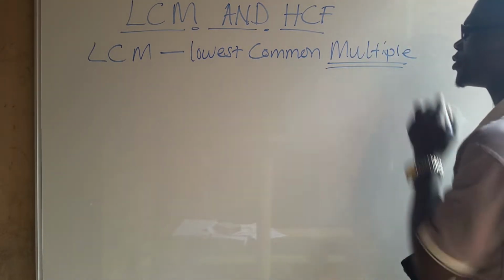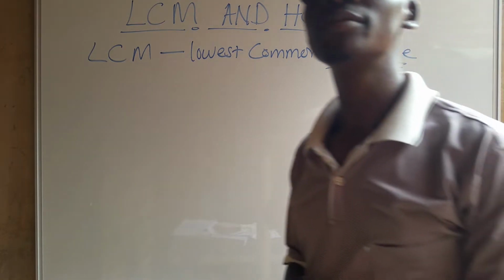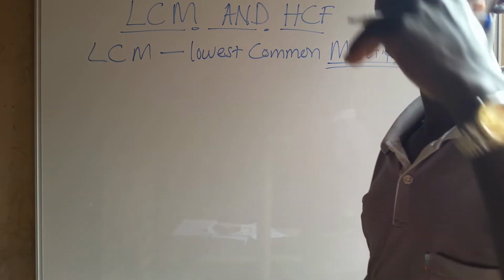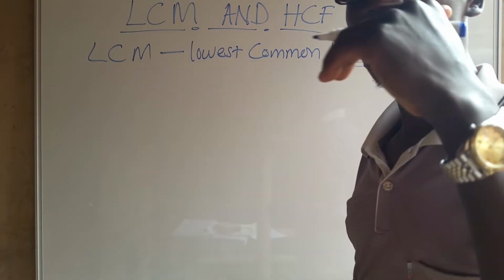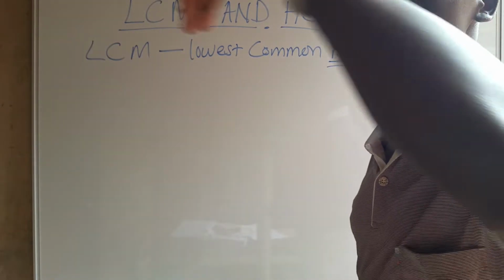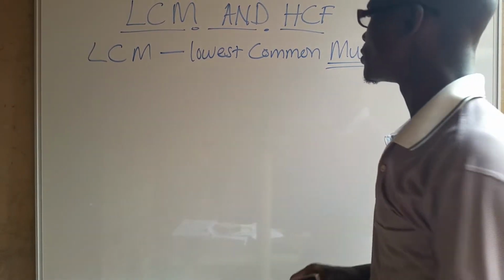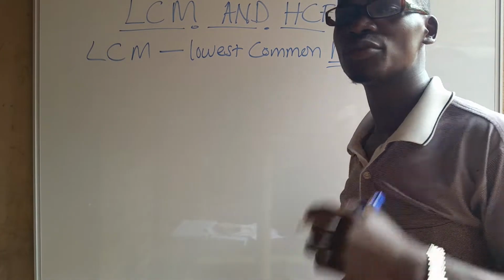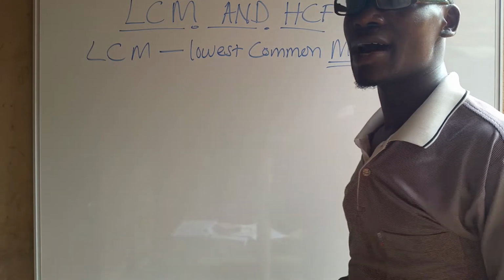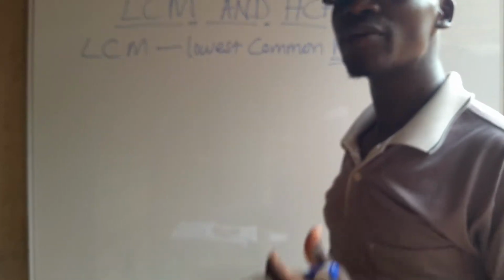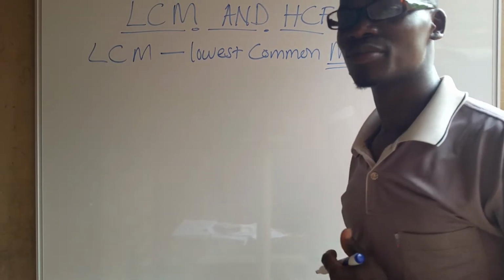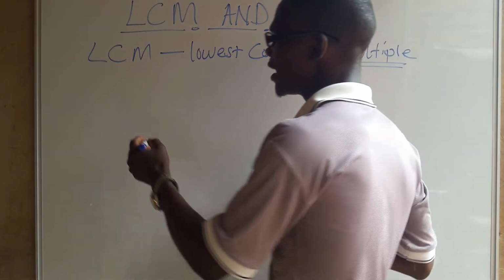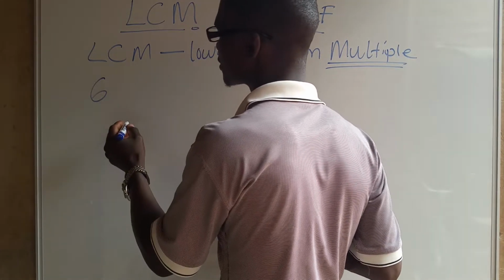We saw what a multiple is in our previous video. Otherwise, a multiple of a number is that number you obtain when you multiply a given number by another natural number. So, we can have multiples of two or more numbers and then determine which one is the lowest common multiple of the two or more numbers. For instance, we may have 6 and 8.